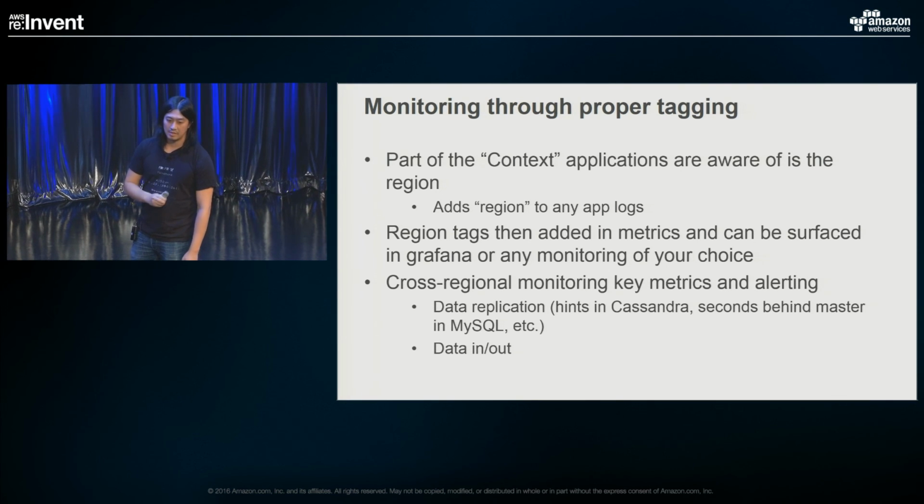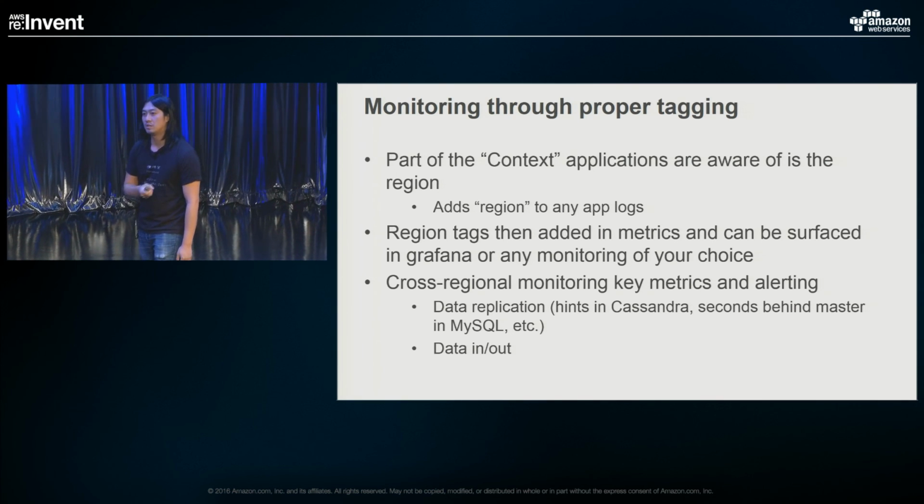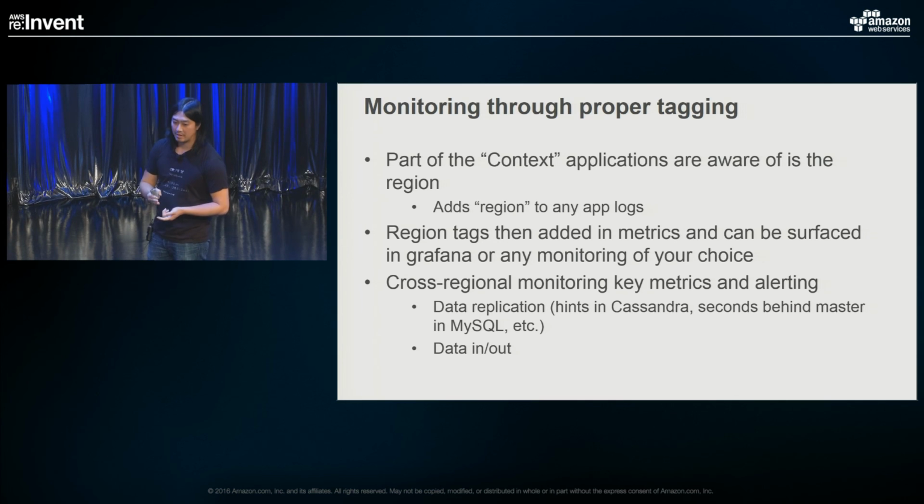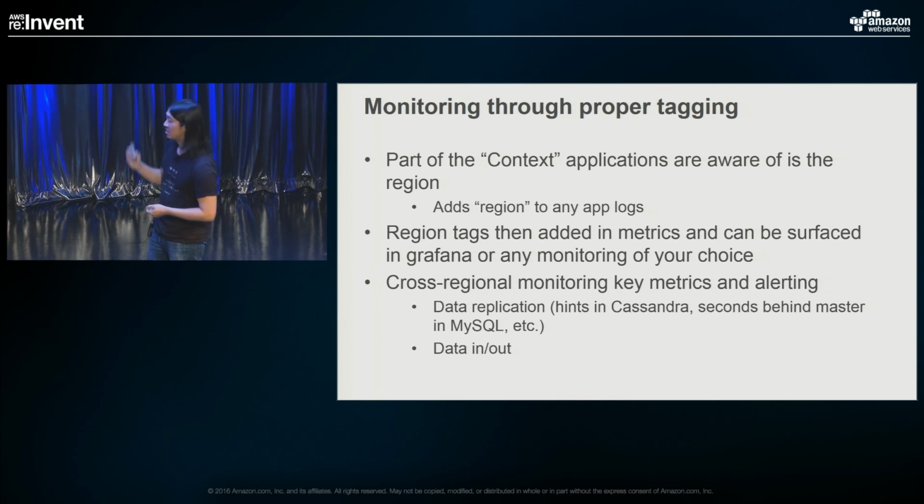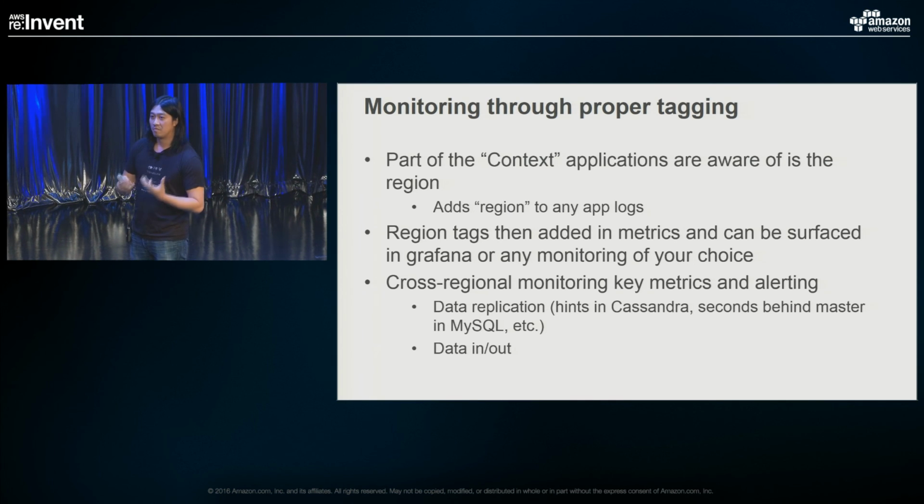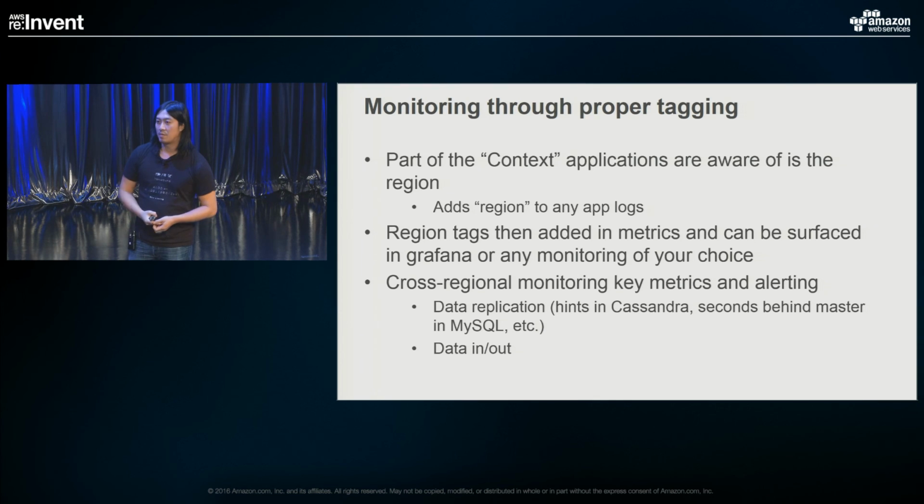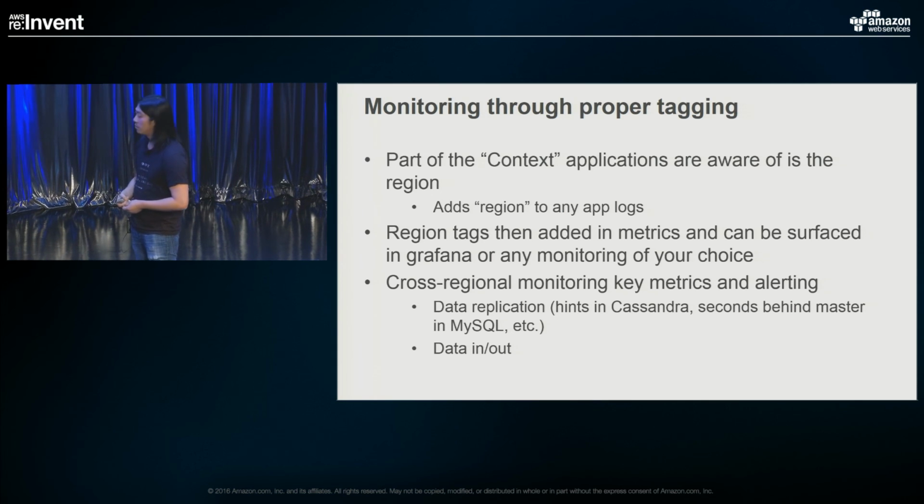And then some of the key metrics to always be watching for, for our case, data replication was actually super key to look at. For example, in our data replication, hints of Cassandra was a key metric to see if something was going wrong. Seconds behind master in MySQL was another one. Kafka, just how many messages are in and out that you've been processing. These were all key to figuring out if there were any problems going on in your multi-region deployment.